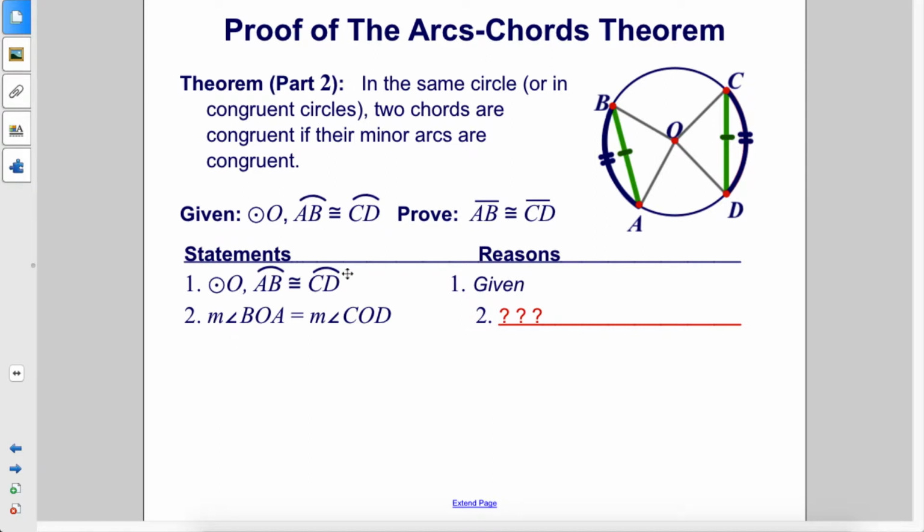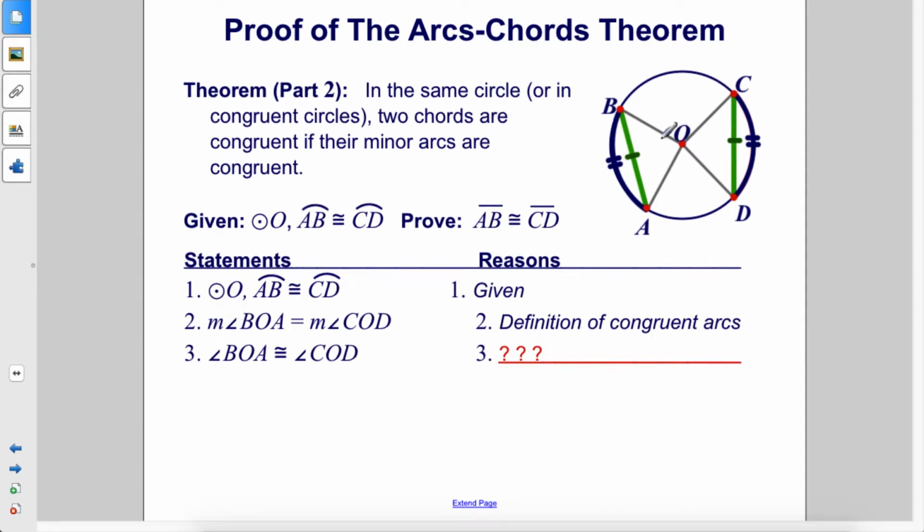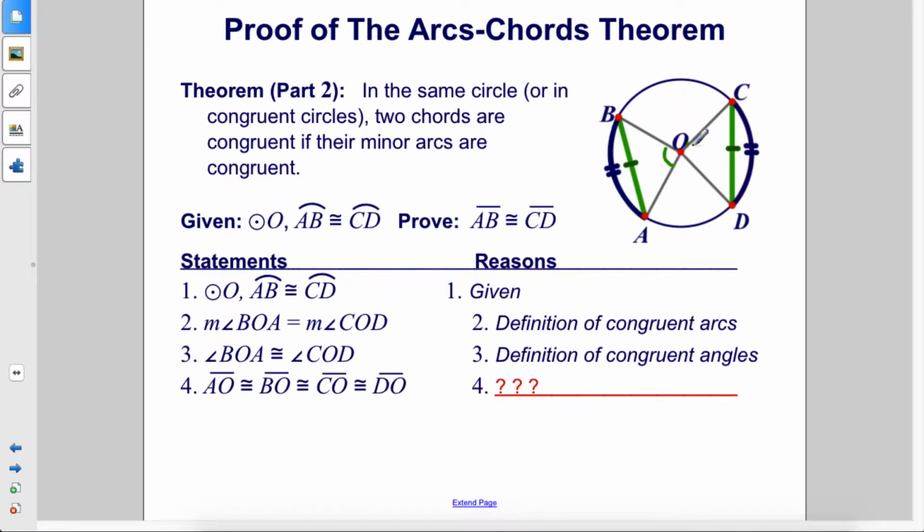The second step, the measure of angle BOA is equal to the measure of angle COD. Since the measure of this angle is equal to the measure of this angle, we know that those angles are congruent to each other. For what reason? These angles are congruent due to the definition of congruent angles.